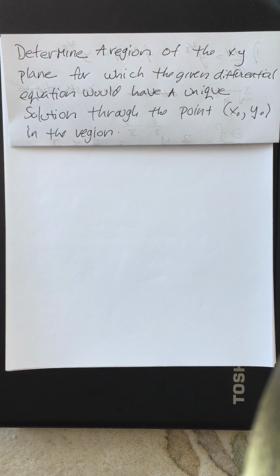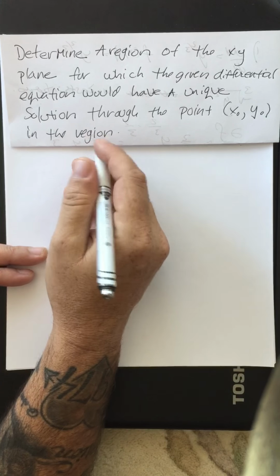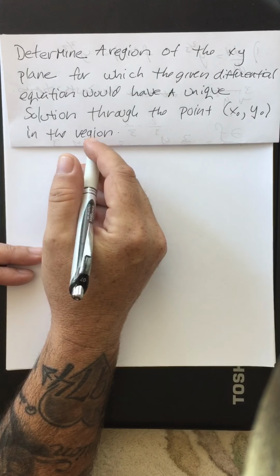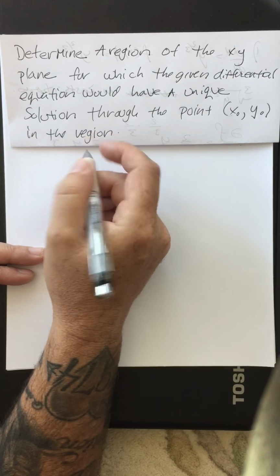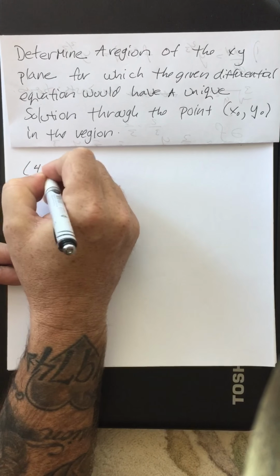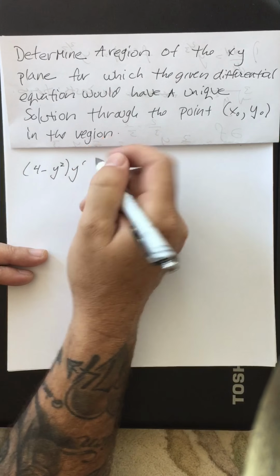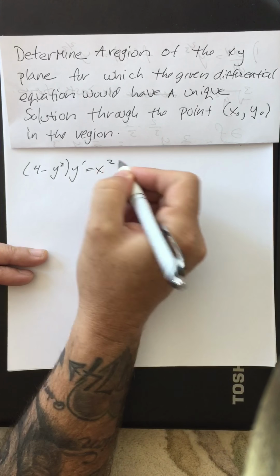All right, so there's the question. Determine a region of the xy plane for which the given differential equation would have a unique solution through the point x0, y0 in the region. So we're going to be looking at a differential, and this is the one I've chosen. Number 5 would be (4 minus y squared) y prime equals x squared.